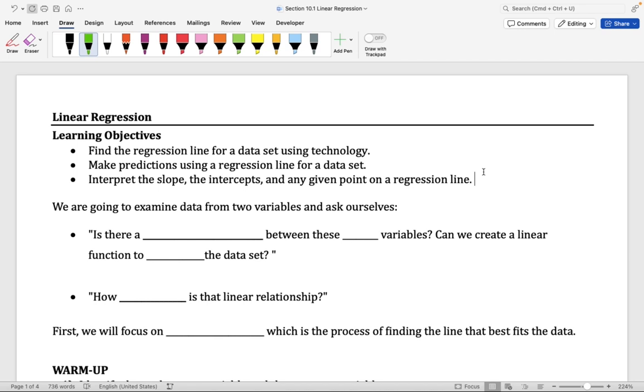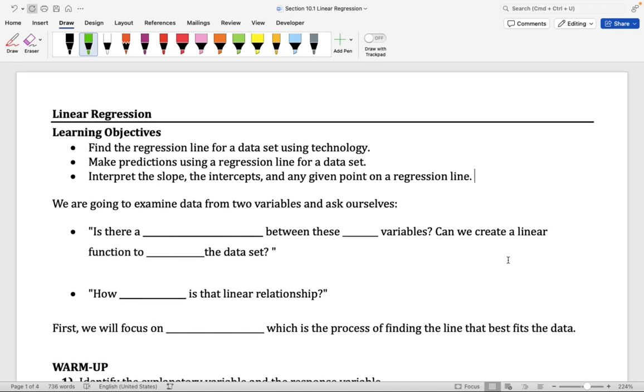Let's go ahead and read our learning objectives. First, we're going to focus on being able to find the regression line, and we're going to be using technology for this. You're going to be using your calculator. You can also use Google Sheets and Excel. Once you have the regression line, you're going to use the regression line to make predictions. So in this lesson, you're going to learn how to make predictions using a regression line for a data set. Your last learning objective is to be able to interpret the slope of the regression line, the intercepts, so the x and the y-intercept, and any given point on the regression line.